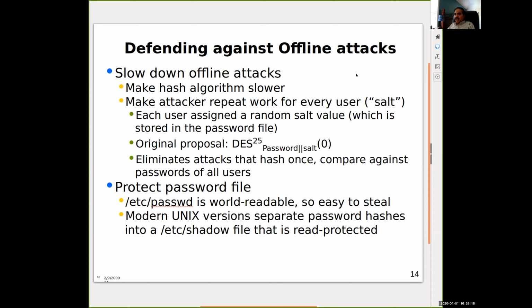I will be handing out a homework problem set on this lecture and the crypto lecture later on, probably later this week. And one of the problems will get at this question of how exactly salt helps.